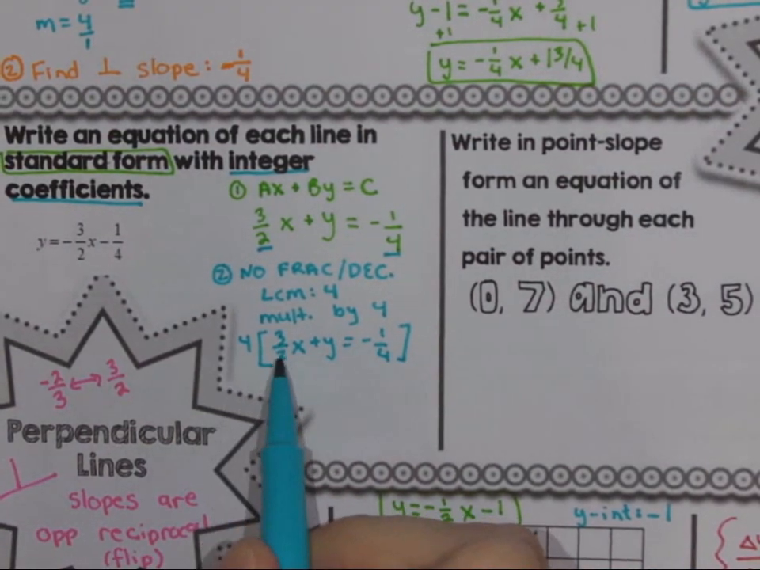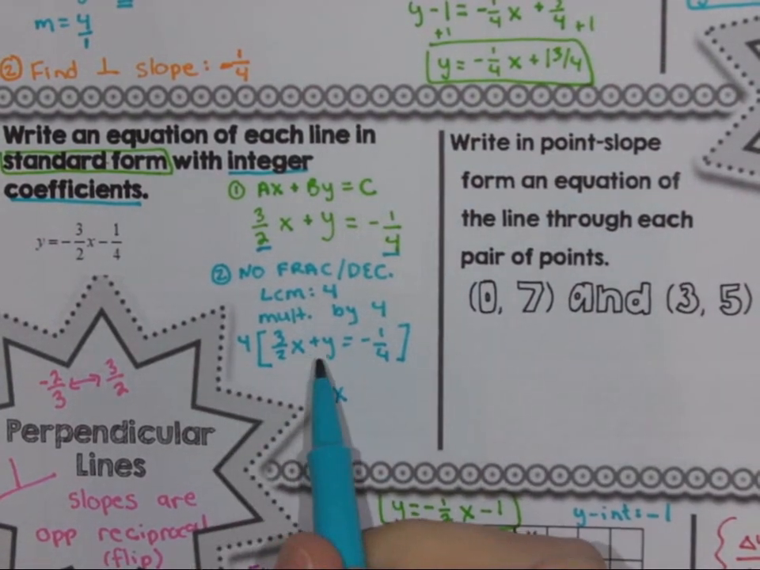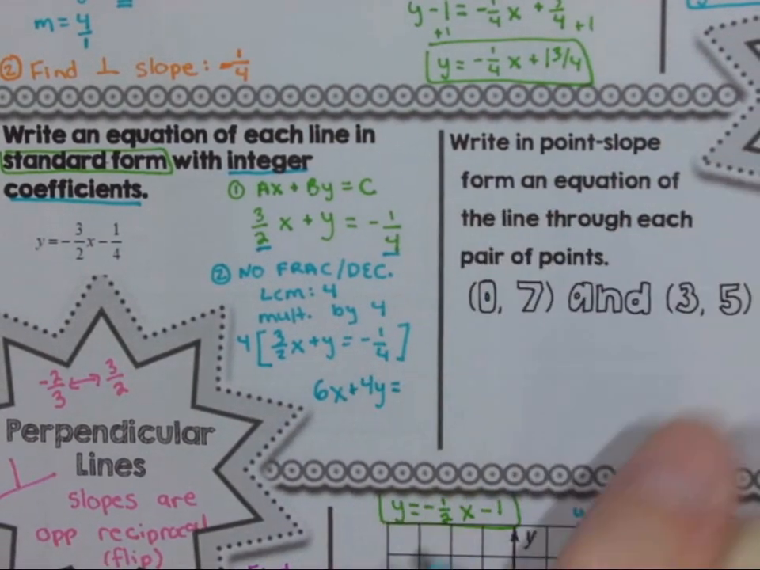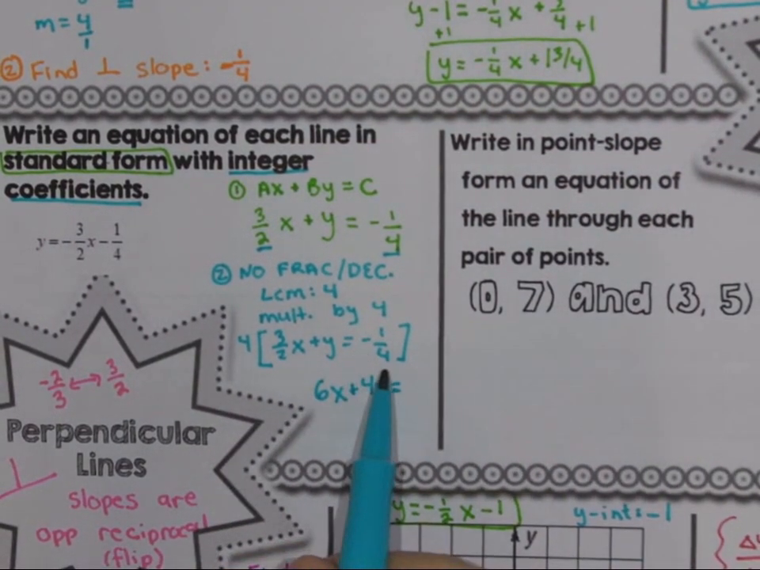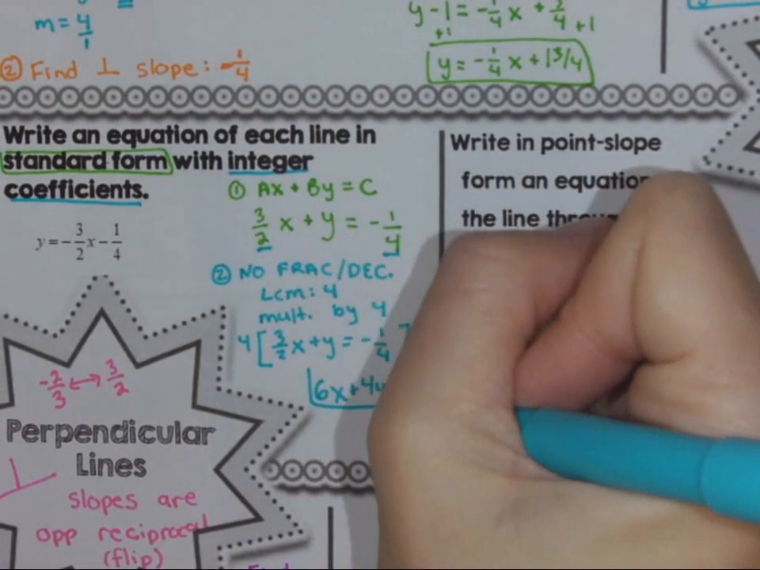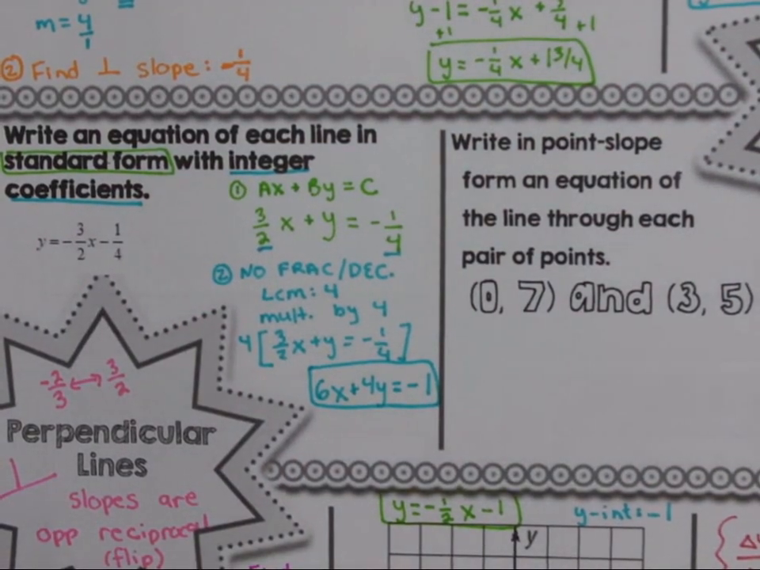And we're going to distribute that 4 all the way through. So when we multiply by 3/2, 4 times 3 is 12, divided by 2 gives me 6x. 4 times y is 4y, equals 4 times -1/4, or 4 divided by 4. It's going to give us 1, and then we keep that negative. So two parts of the directions. Standard form, we get x's and y's on the same side. Integer coefficients means we get rid of any fractions or decimals by multiplying, usually through by something.